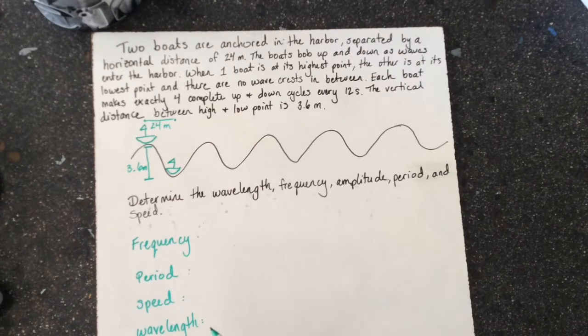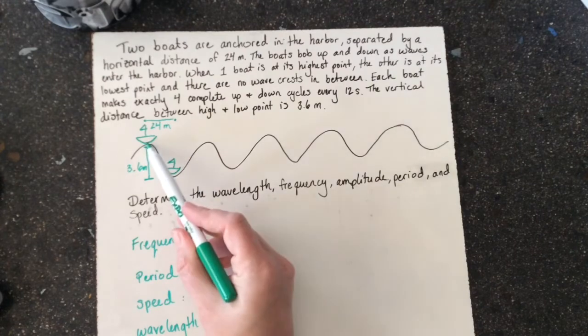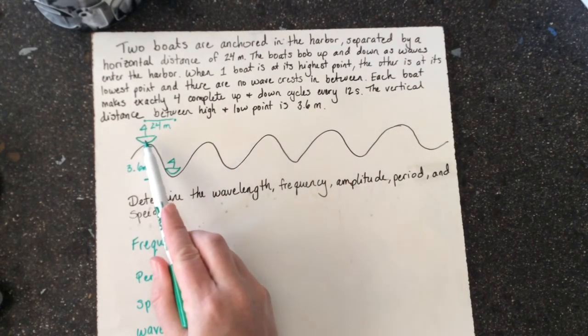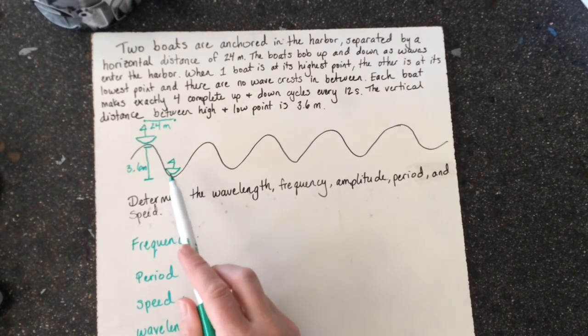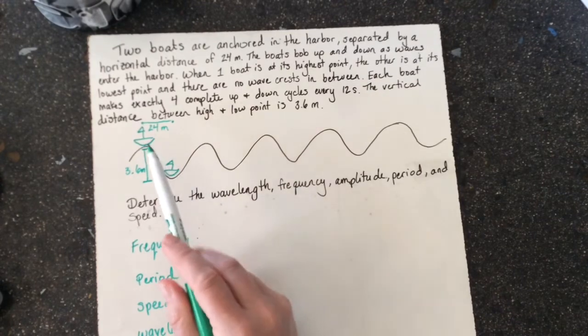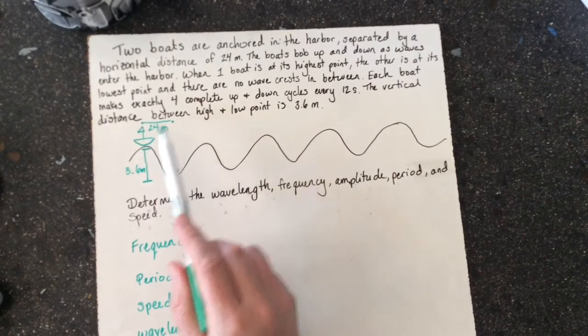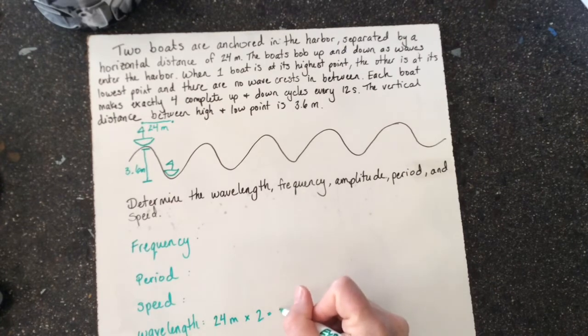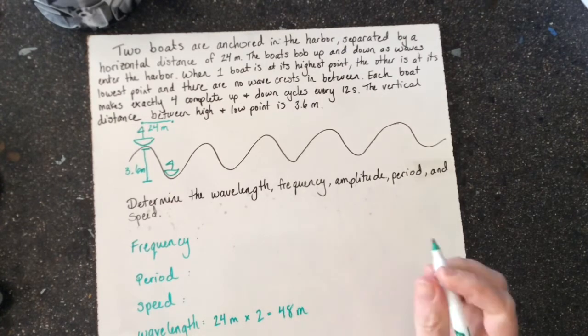So the wavelength is defined as the distance from peak to peak of a wave. Well, if we know that one of the boats is at the peak and the other one is in the trough, this means that this is half of a wave, and we know the distance is 24 meters. So to get an entire wave, we would have to double that. So 24 meters times 2 gives us 48 meters for our wavelength.